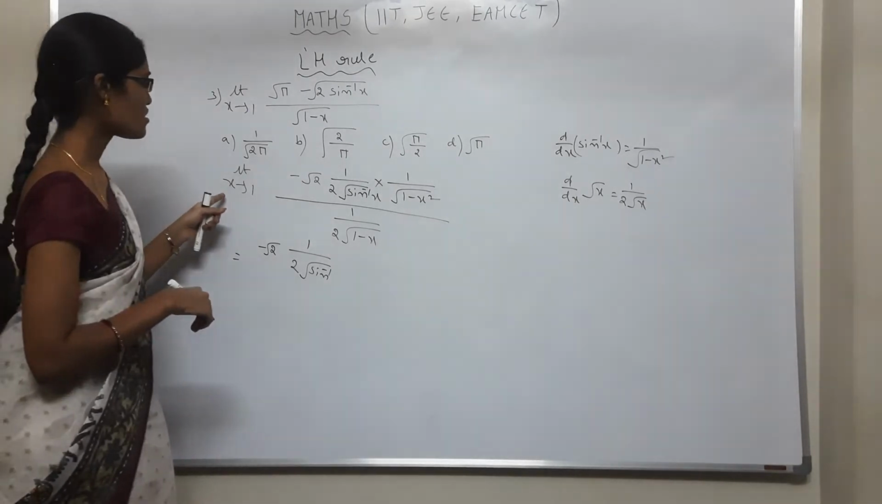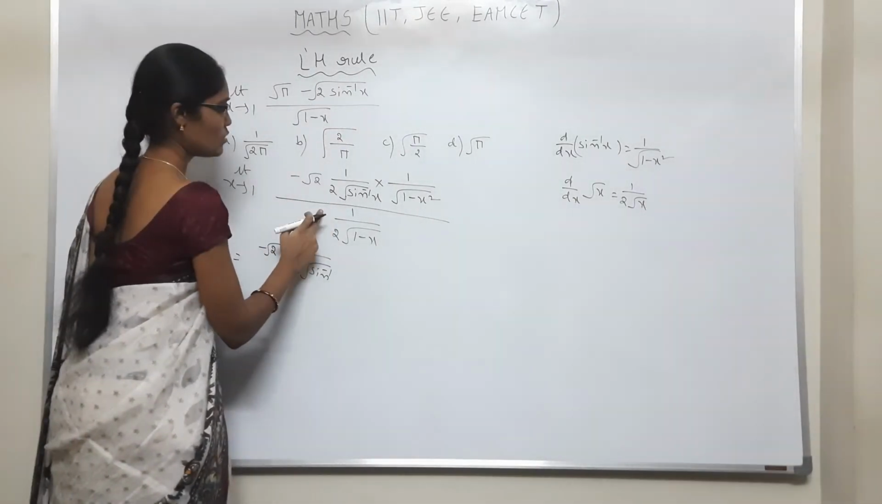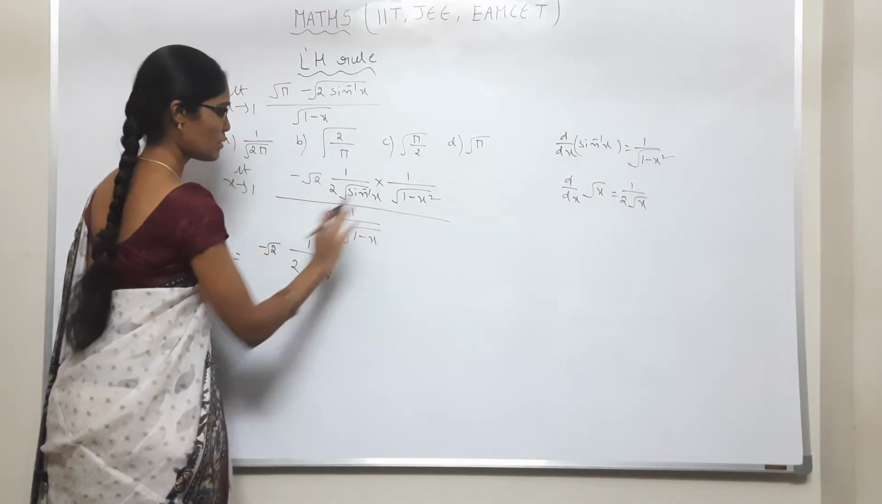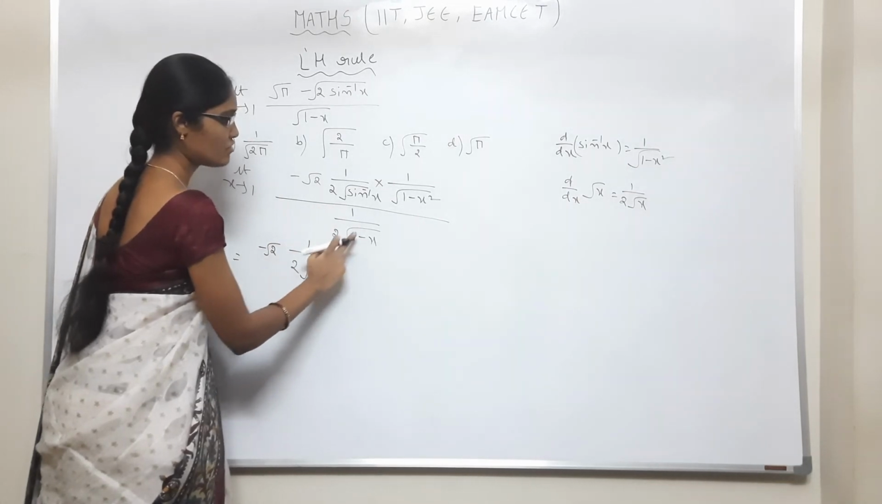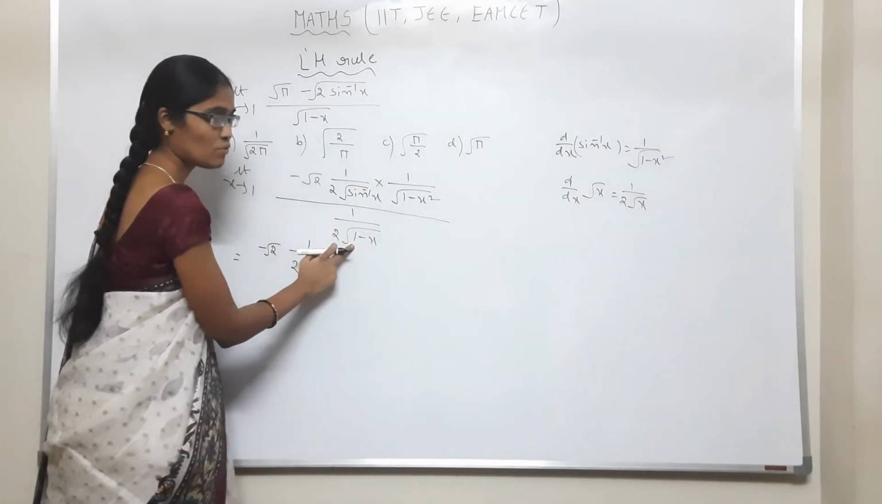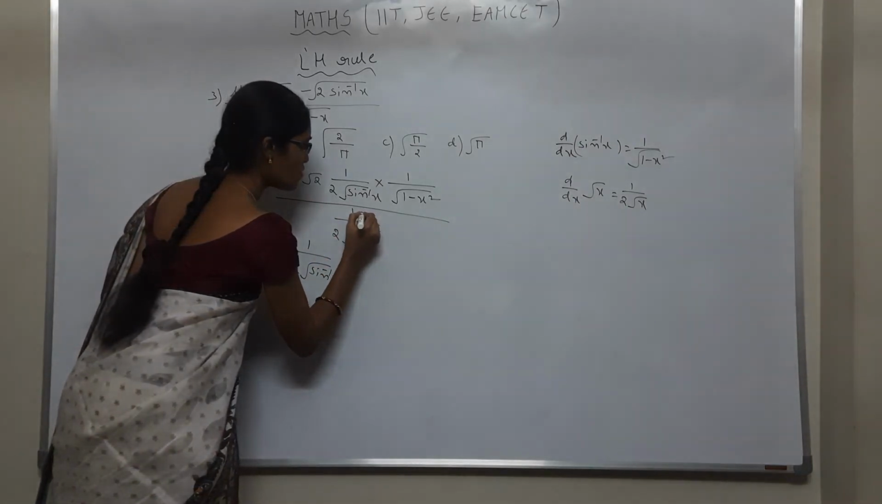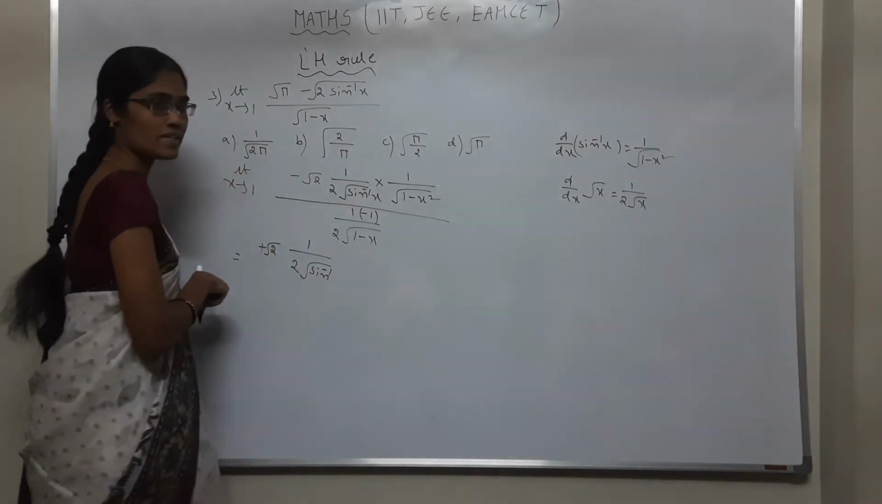See here, limit x tends to 1, root 2, 1 by root x, 1 by 2 root x. Here 1 by square root of 1 minus x square. This is also 1 by 2 root x. Again inner derivative of this 1 minus x. Derivative of 1 is 0. Derivative of minus x means minus 1. Okay. So this minus plus.